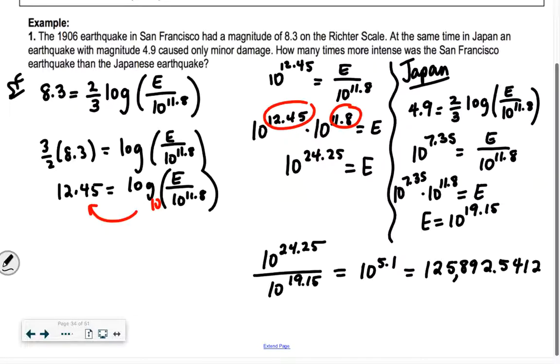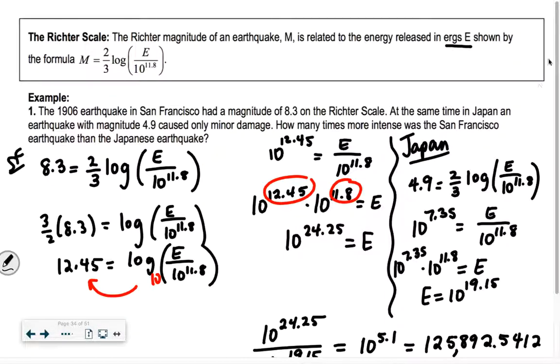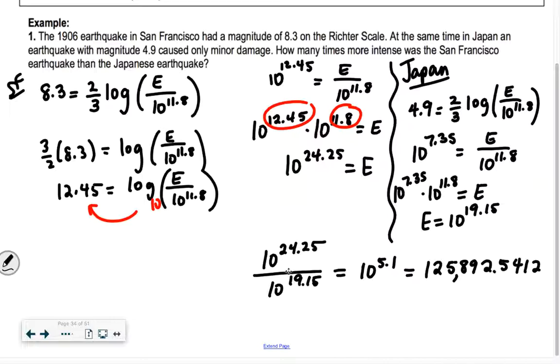So it doesn't look like a lot when you see an 8.3 versus a 4.9. You're like, oh, you know, big earthquakes. But an 8.3 is a massive earthquake. Okay? All right, there is a shortcut to doing this too. I have to remember the formula, but most of these steps are the same. I think you just take your 8.3 minus 4.9. I can't remember. There's a shortcut to doing it. I'll have to look it up.